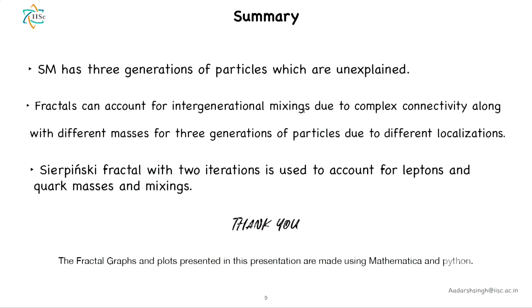To give the summary, the Standard Model has 3 generations of particles. Particles come in 3 copies, and they have different mass scales and intergenerational mixings. Now people suspect that there might be some more fundamental physics going on in there, so they come up with other mechanisms. So we tried to use fractals for this, because fractals have connectivity, and so we were able to produce these intergenerational mixings and the masses with the help of just one graph.